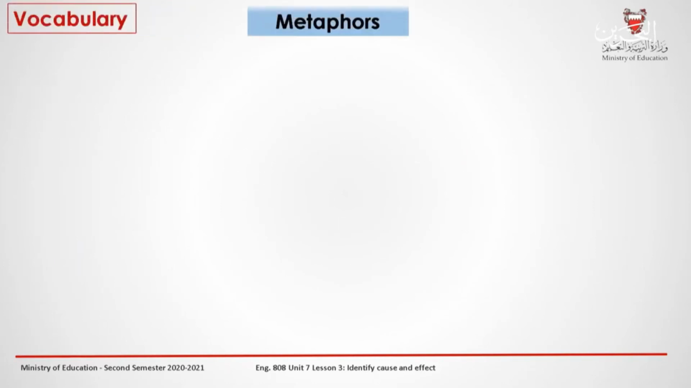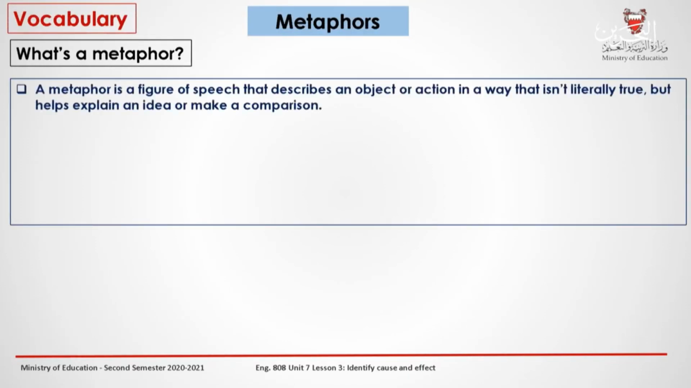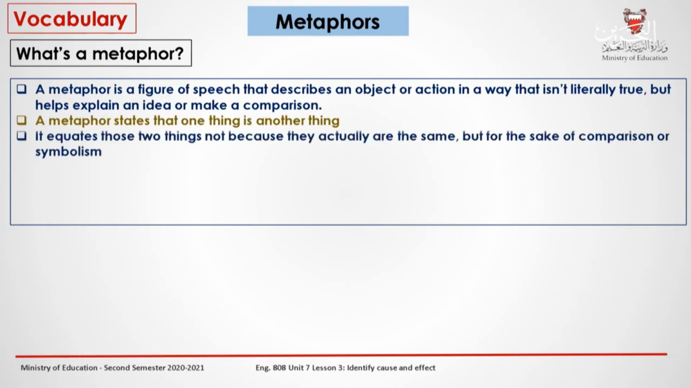Vocabulary. Metaphors. What is a metaphor? A metaphor is a figure of speech that describes an object or action in a way that is not literally true, but helps explain an idea or make a comparison. A metaphor states that one thing is another thing. It equates those two things not because they actually are the same, but for the sake of comparison or symbolism.